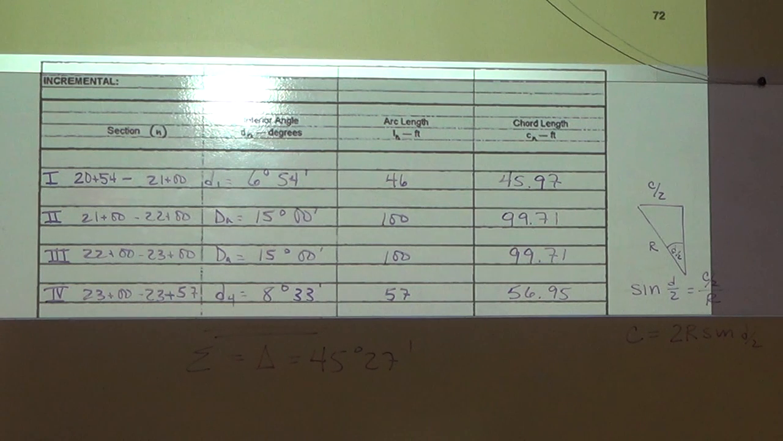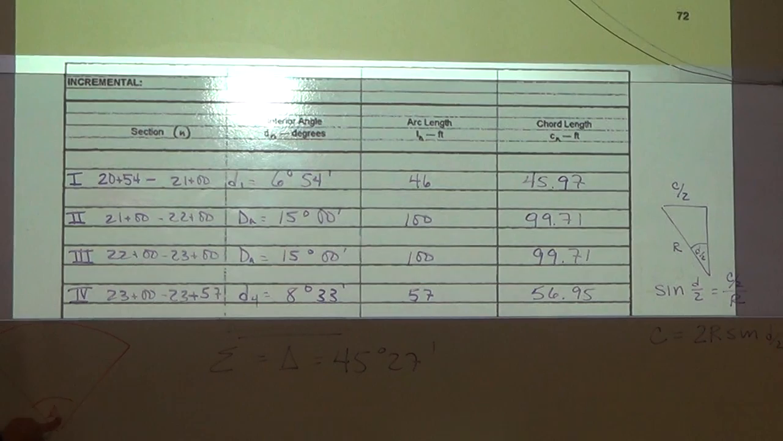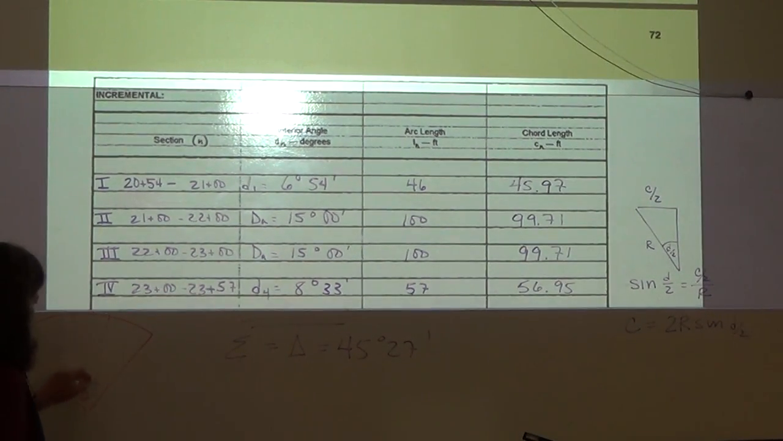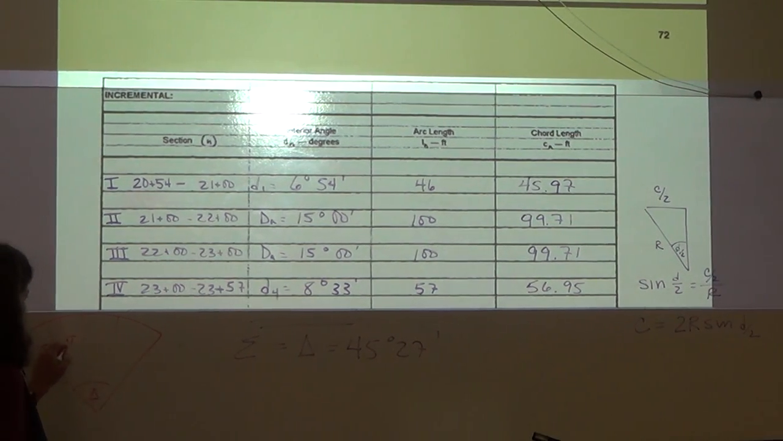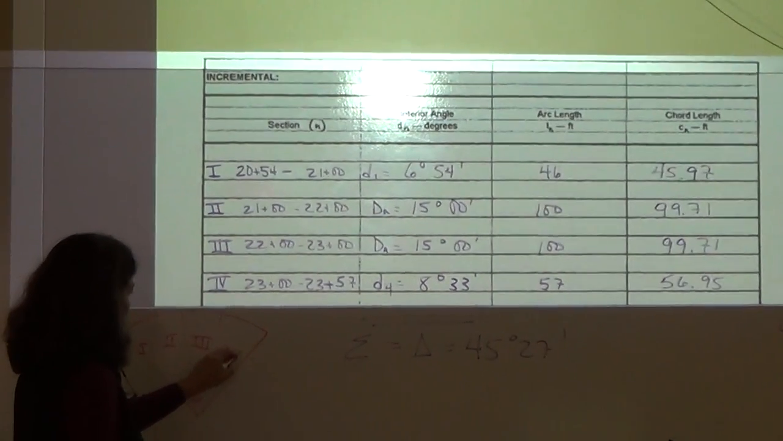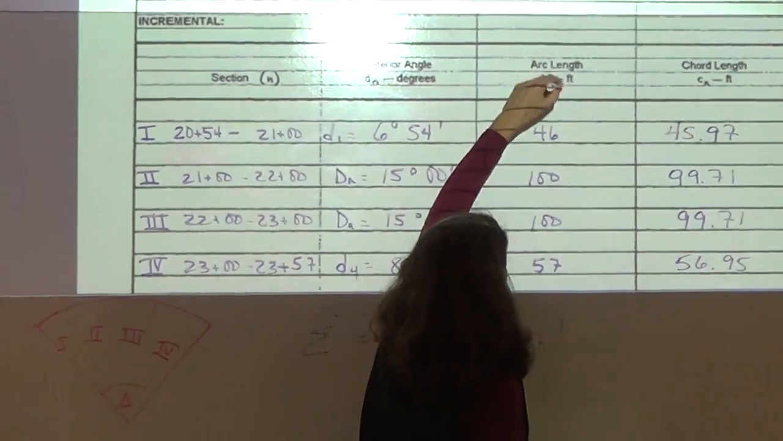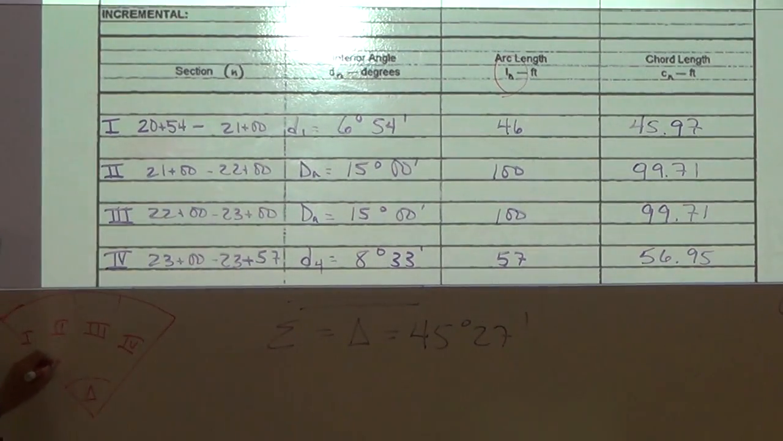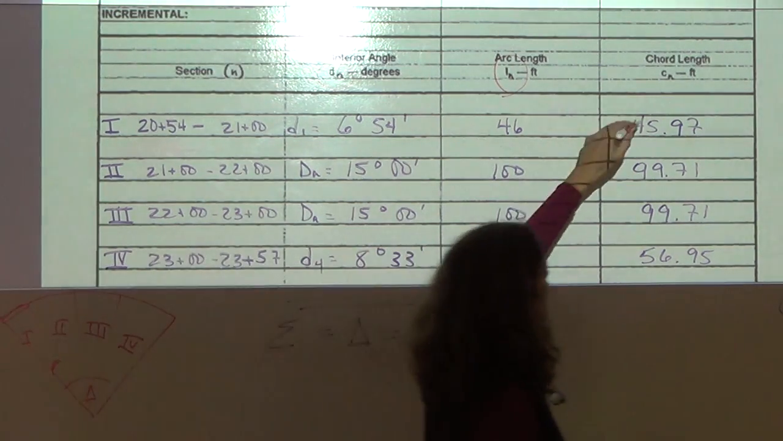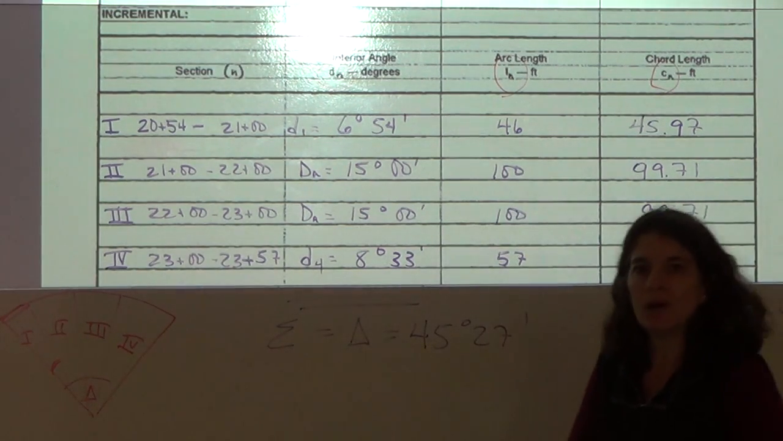So for each portion of that circle, I needed to know what the interior angle is. So here's my delta, and for each section of that pie, section 1, section 2, section 3, and section 4, I needed to know what the length of the arc is. I needed to know what the included angle was, little d, and I needed to know what the chord length was.